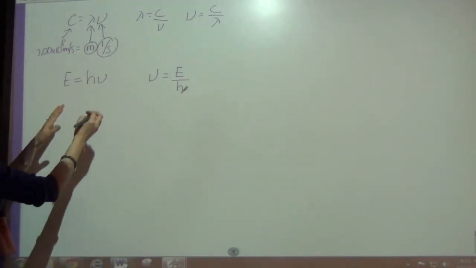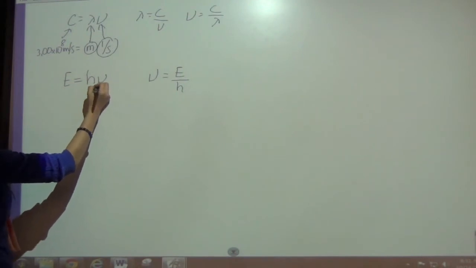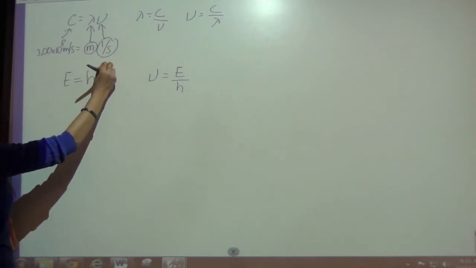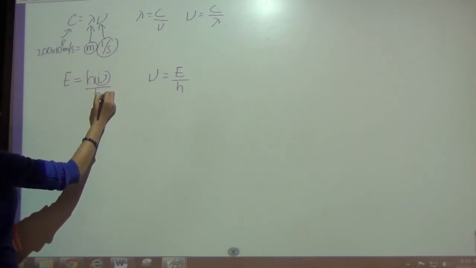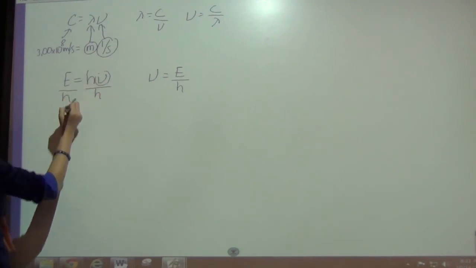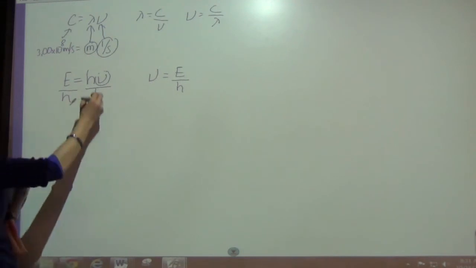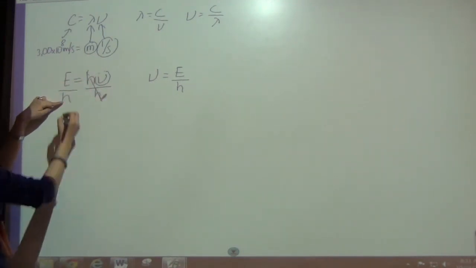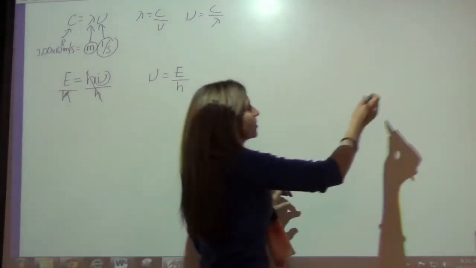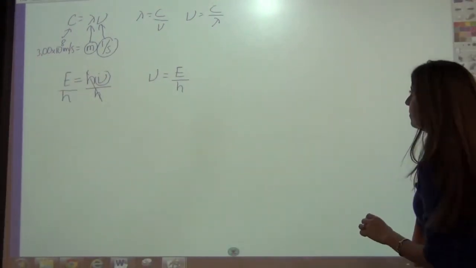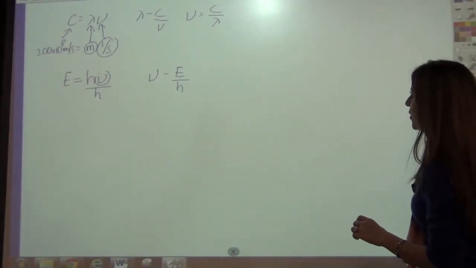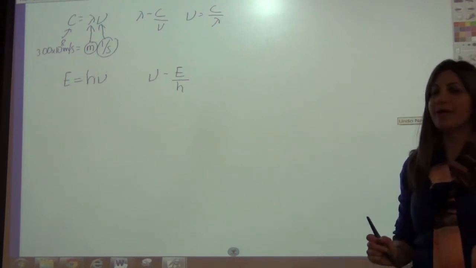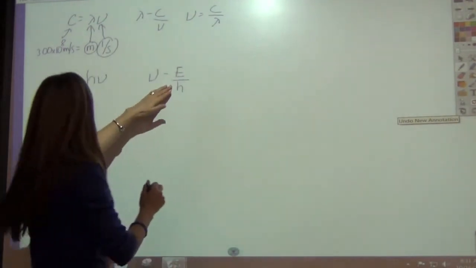So again, if you want nu alone, then you would divide by h on that side, and if you do it to that side, you have to divide by it on that side, so those would cancel out, and you would get that nu is equal to E over h. Okay, so let me undo what I just did here. That's just showing how you would algebraically solve for nu if you needed to, all right? So these two equations can be used.